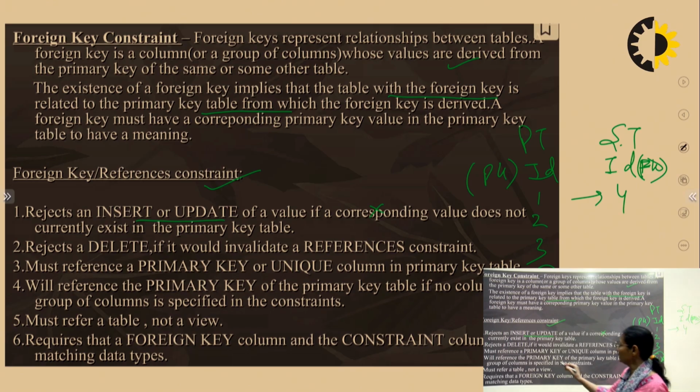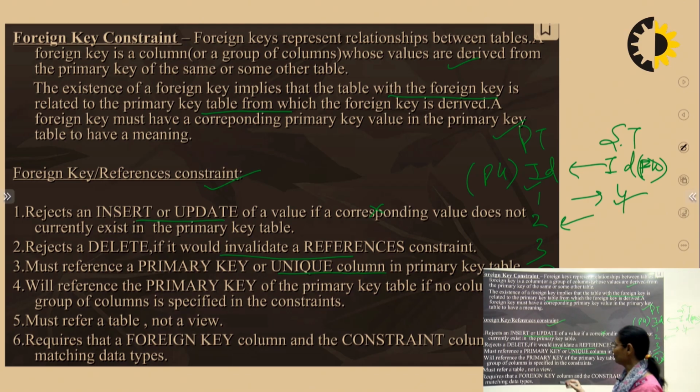It rejects a delete if it would invalidate a reference constraint. For example, if you want to delete some row here which violates your reference constraint or the relation constraint, then again it is not allowed. It must reference a primary key or a unique column in the primary key table. Suppose this particular table doesn't have a primary key but it has an ID and you have defined that ID as a unique key, then again you can relate these two columns.